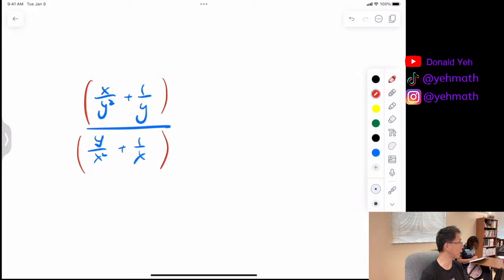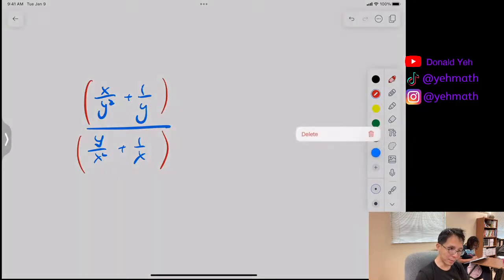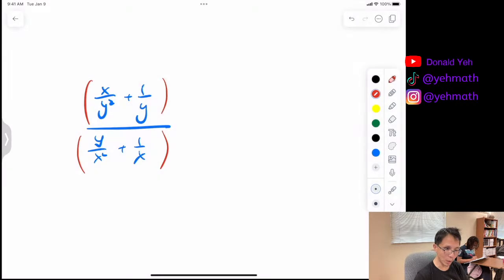Common denominator of what? Of the top and the bottom, right? So what is the common denominator between y squared and y? What am I missing? Am I just missing y here? Is that okay? What am I missing on the bottom?